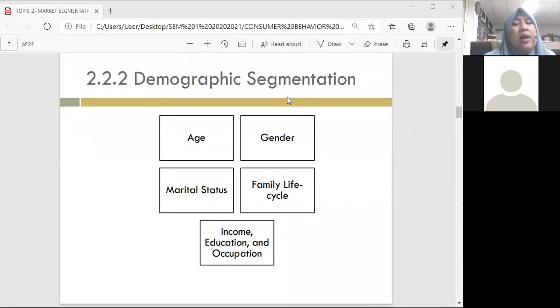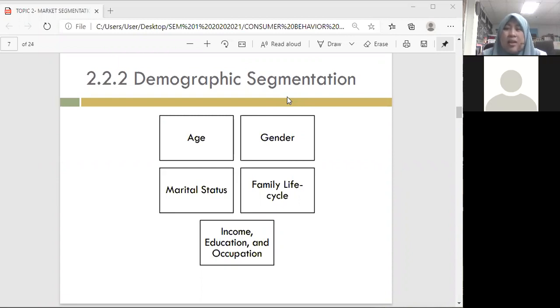And the last one, we have income, education, and occupation. We are talking about how demography in terms of income, pendapatan, education, dari segi pendidikan, and also their occupation. Because from this, especially income, education, and occupation, mostly in the banking sector, this is how they segment their customers, into different segmentations.